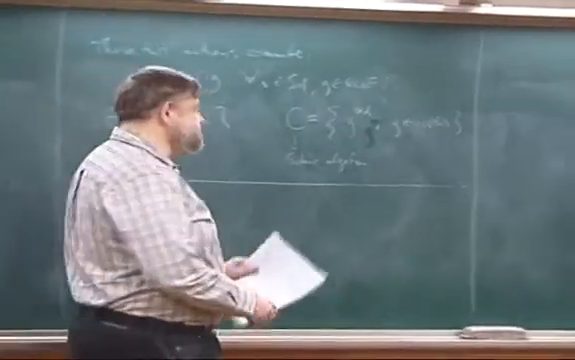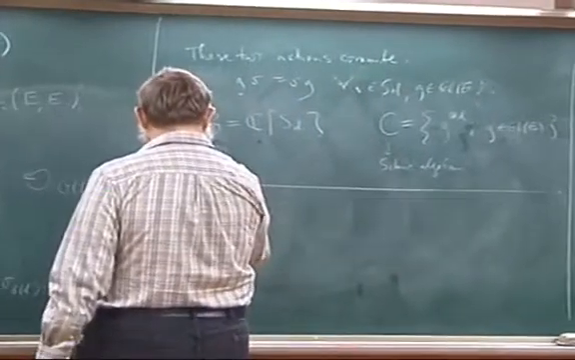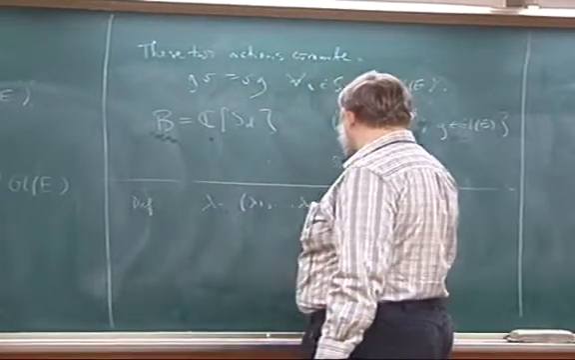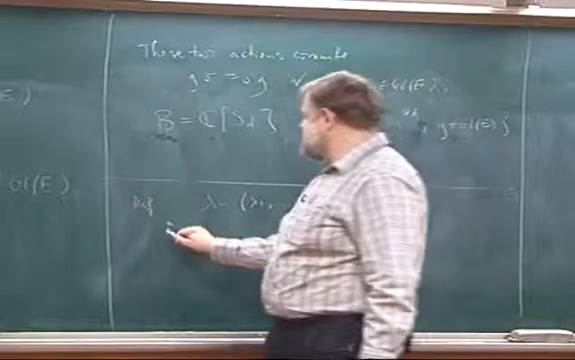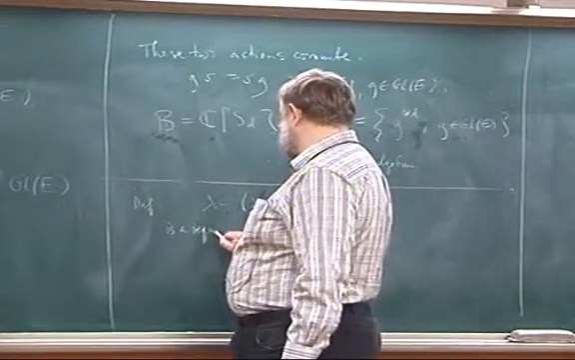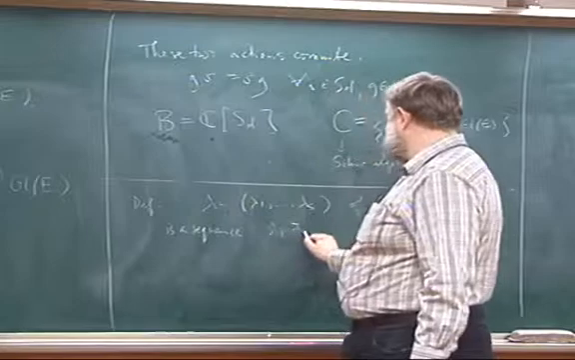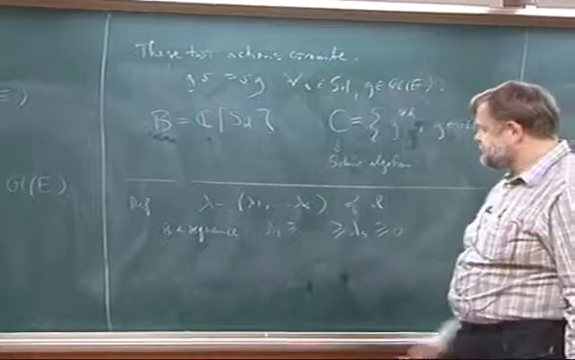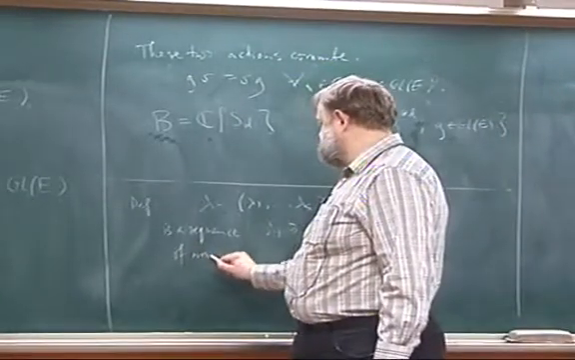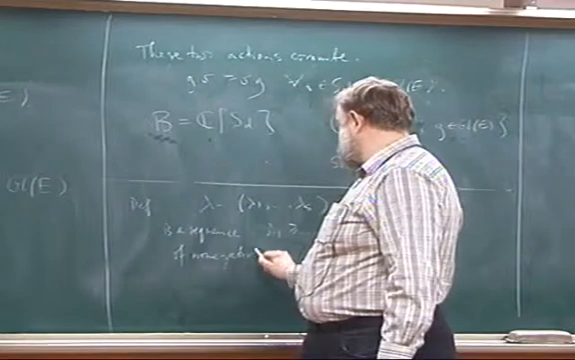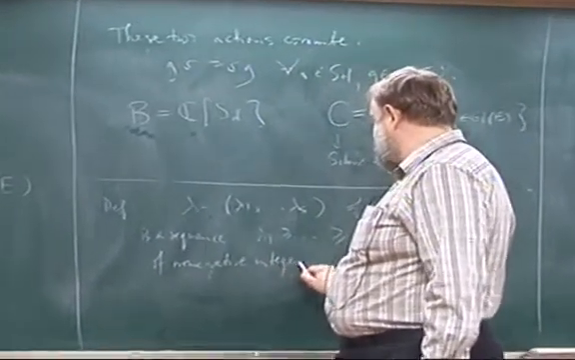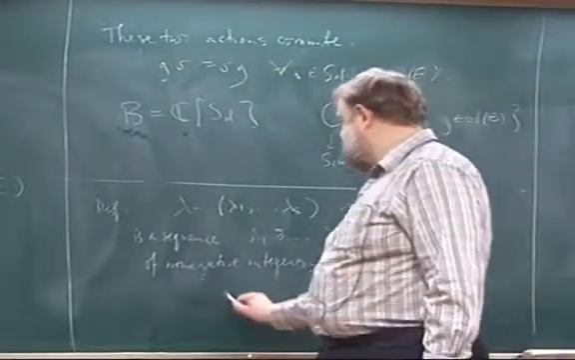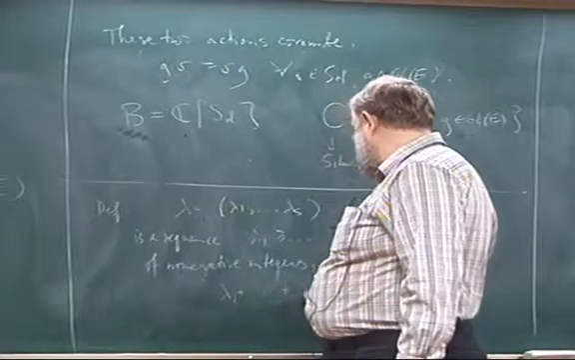Okay, so let's now recall a definition. The partition lambda of D is a sequence lambda 1 greater or equal to ... greater or equal to lambda s, greater or equal to 0, of non-negative integers, such that lambda 1 plus ... plus lambda s equals D.